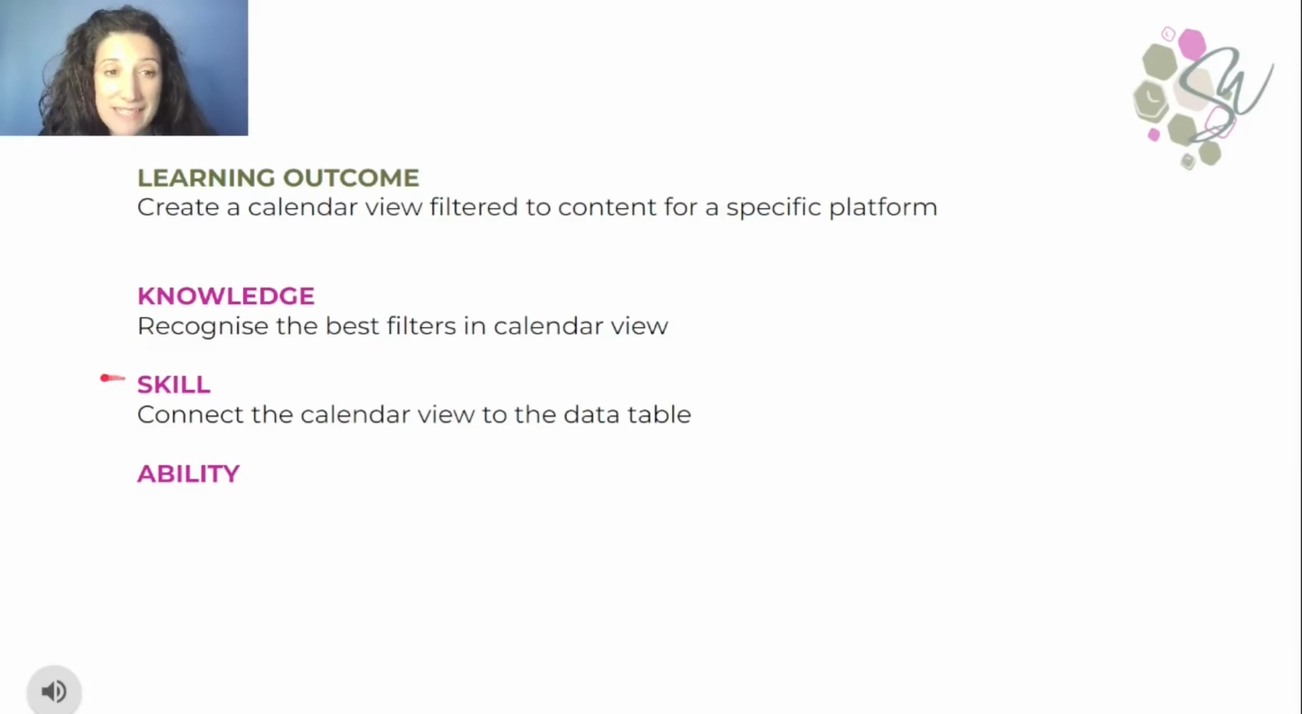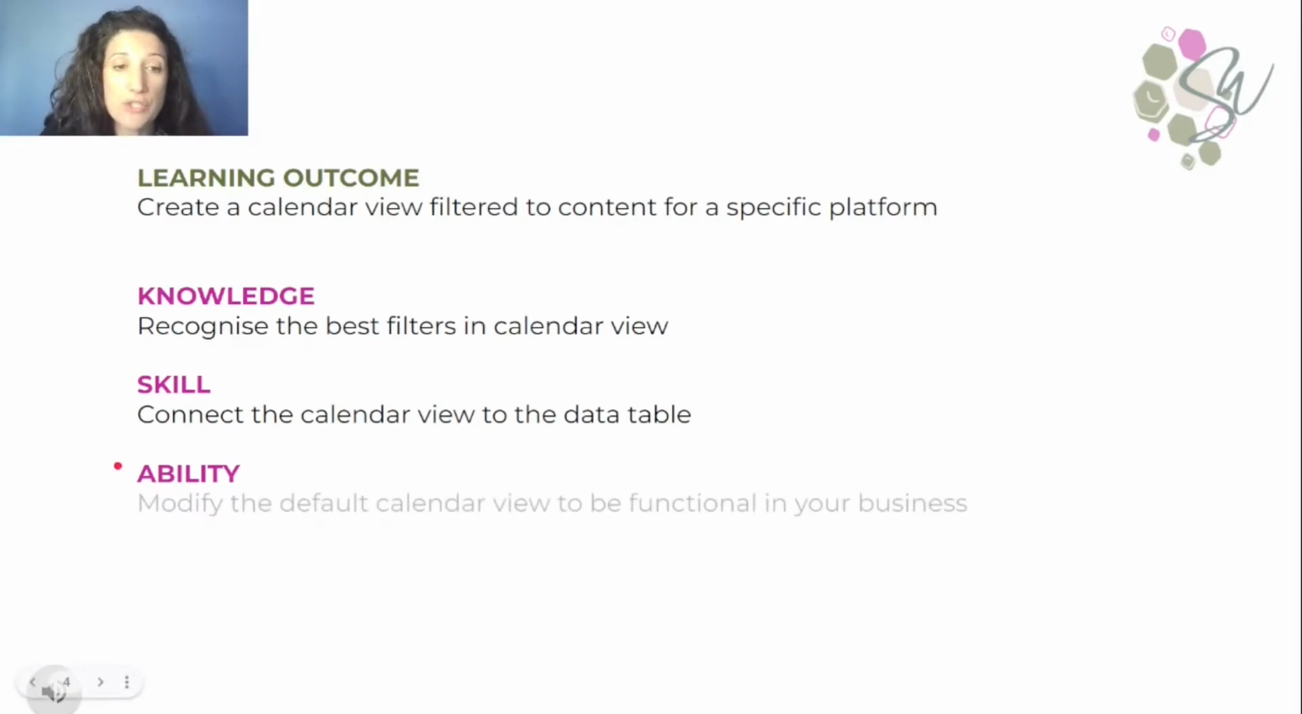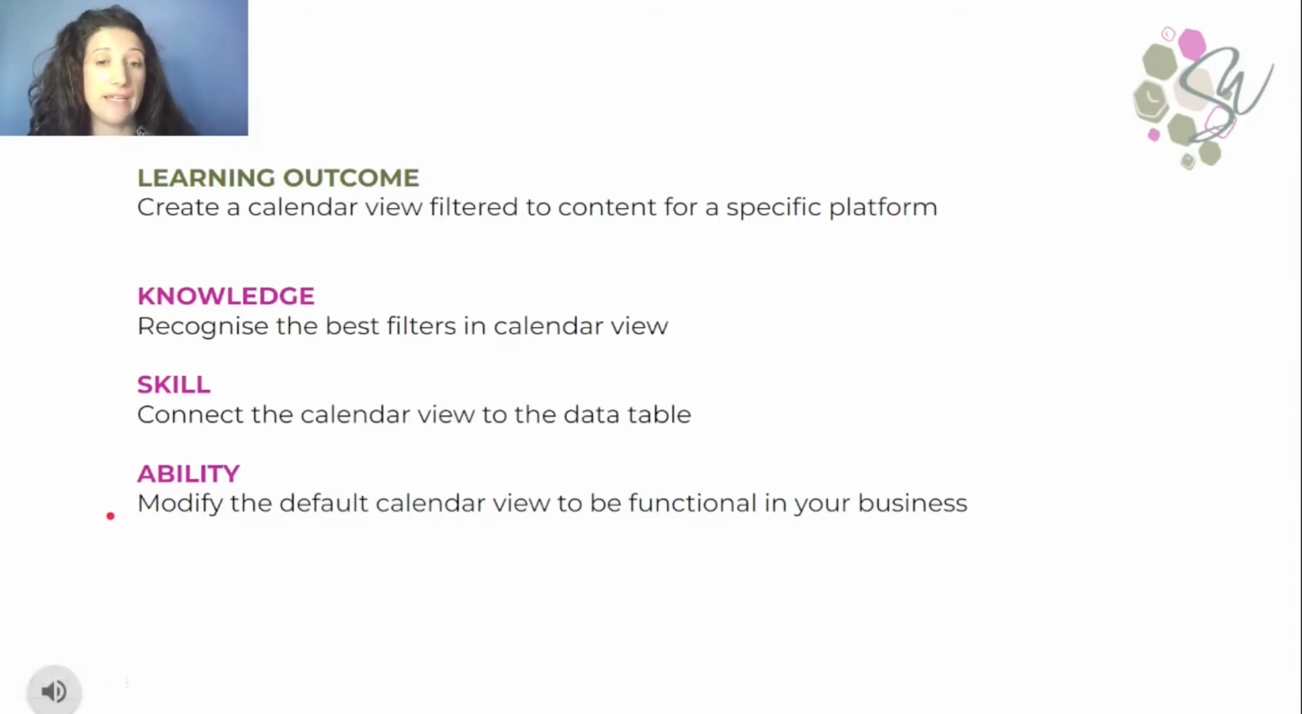So once we have this skill, once we have this knowledge, we can then start to evaluate situations so that we can create and modify things for our businesses. And that's what we want our students to do. We want our students to form abilities. So for example, they would then modify the calendar so that it's functional in their business.